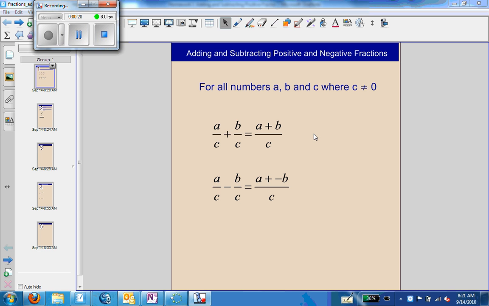We know that whenever you add two fractions together, you keep the denominator and you add the numerators. That's basically what that first example is saying. In the second example, whenever you subtract two fractions, you subtract the numerators and you keep the denominator. Only we're going to start changing subtraction to adding the opposite, just like we did when we were working with integers in our last unit.